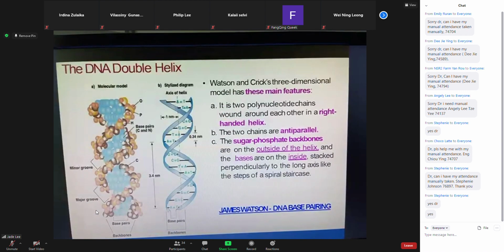If you look at that, every 10 bases, 1, 2, 3, 4, 5, 6, 7, 8, 9, 10, make 3.4 nanometers. That means the distance between each base is 0.34 nanometers.